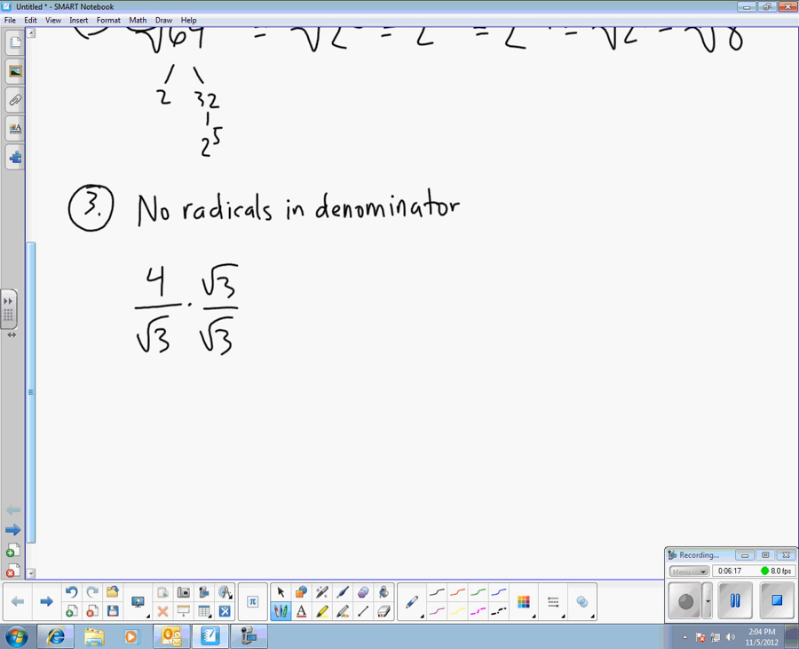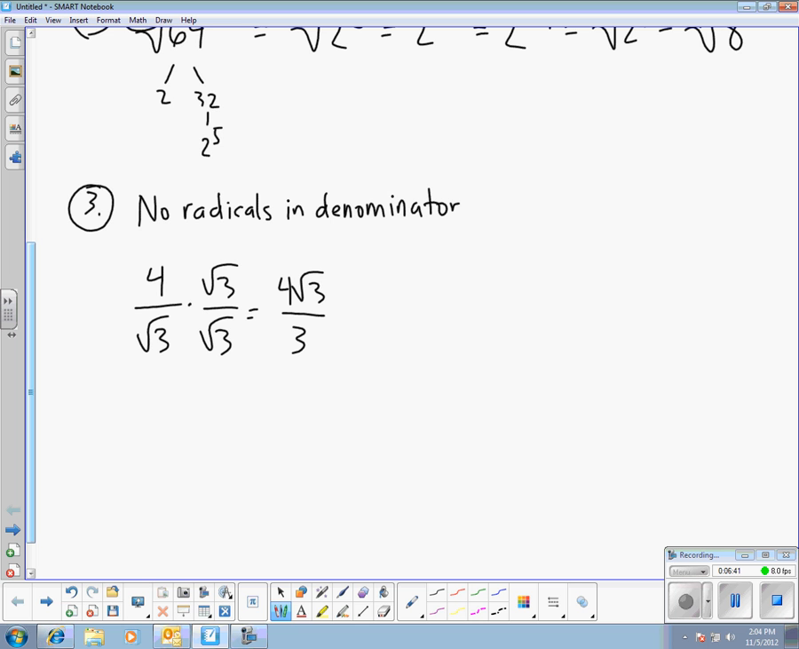All right, this is not going to change it because I'm multiplying by 1. Then on top, I get 4 times the square root of 3, and on the bottom, I get 3. So 4 over the square root of 3, 4 times the square root of 3 over 3, those are the same value. They just look different, and the second one is allowed because it doesn't have any radicals in the denominator.